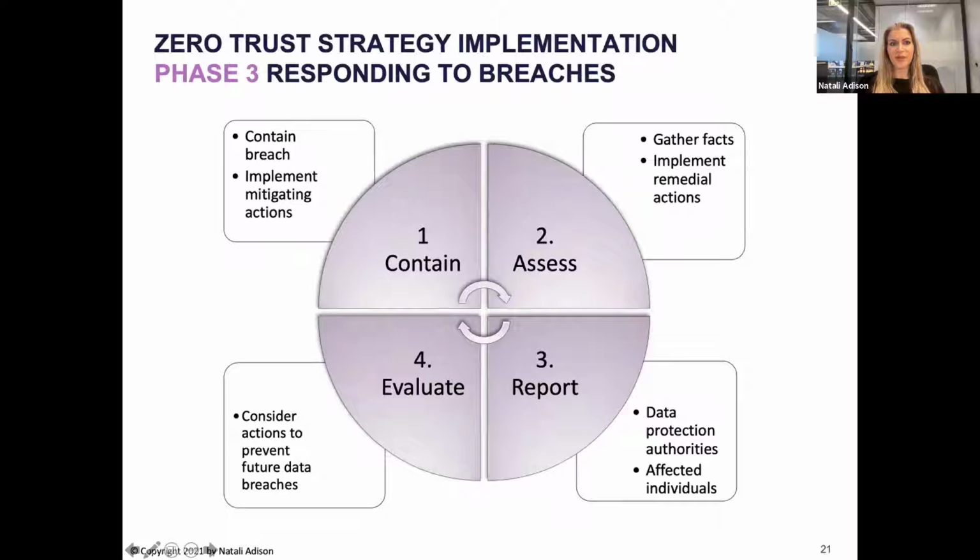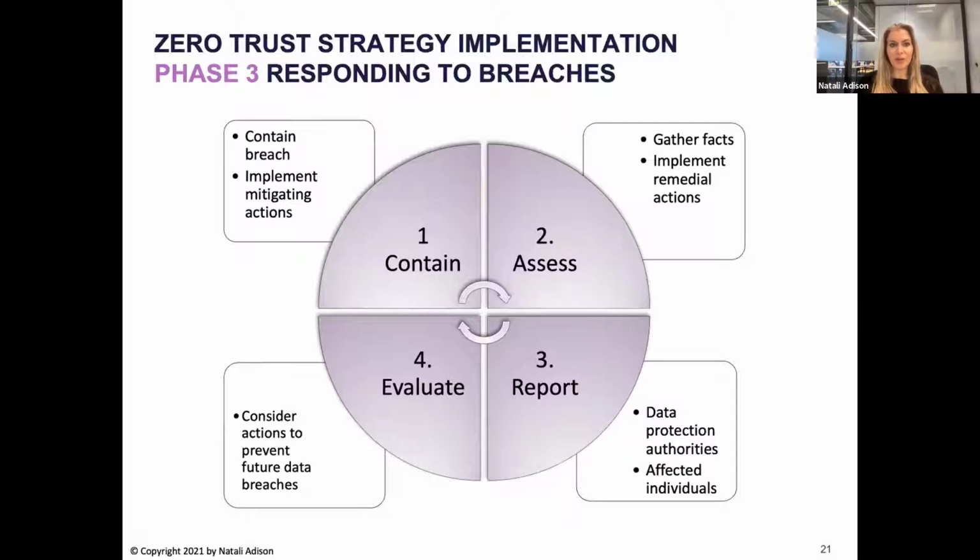The third phase of our ZeroTrust strategy implementation is how to respond to breaches. So let's say a company is confronted with a data breach. What are the steps that need to be taken in order to stop the breach? So first of all, you have to contain the breach. You have to make it stop.